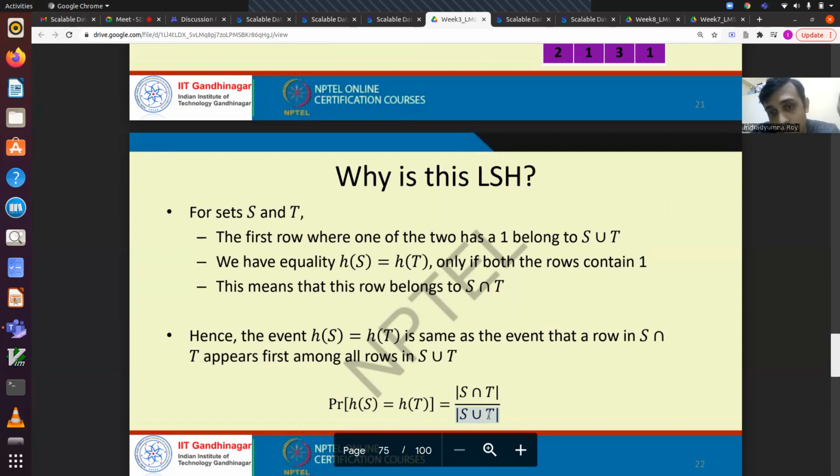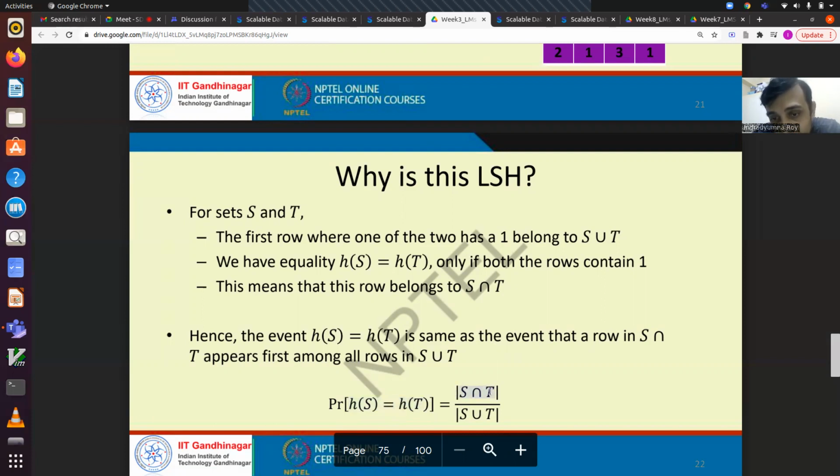Okay. Now, if that element belongs to this intersection set, then this value will become true. Okay. Right? Only then. If it's some element which does not belong here, that means the values will be different for S and T under that permutation. Okay. So what's the probability of this being equal here?